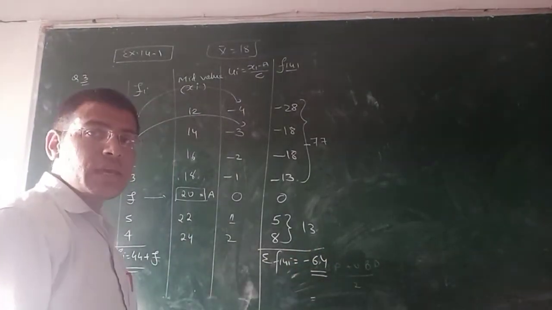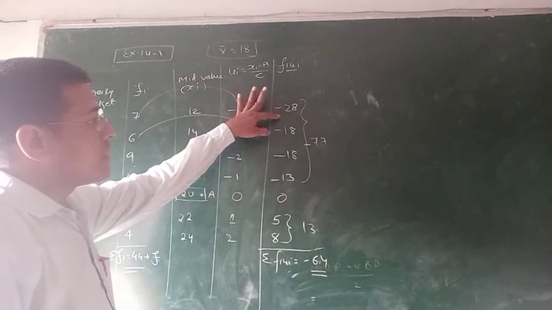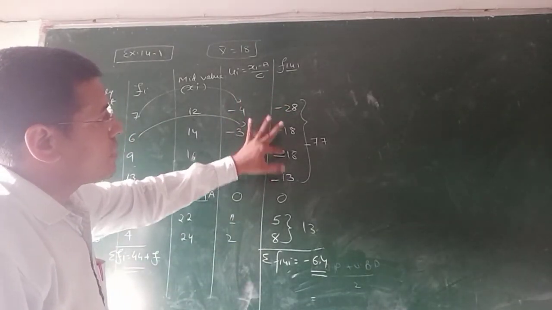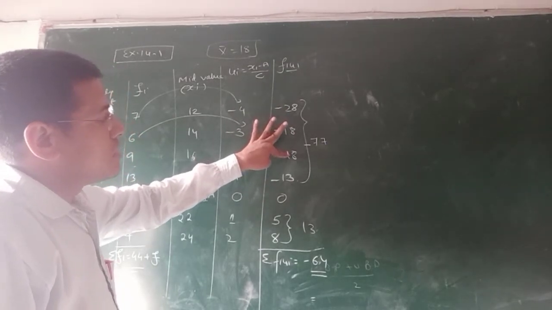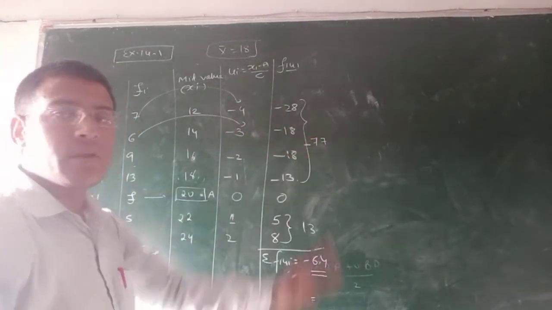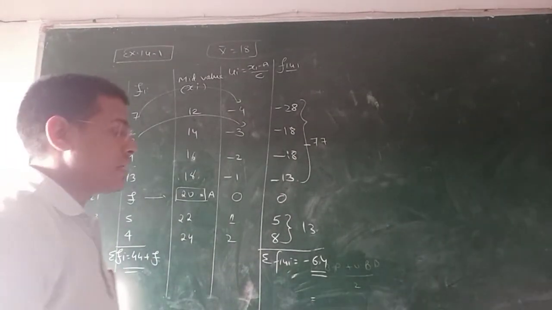Get the total once again, it may be wrong. So 20, 30, 40, 50 and 50 plus 24, so 74 plus 3, 77. Okay, done. 77 minus 13 gives -64.